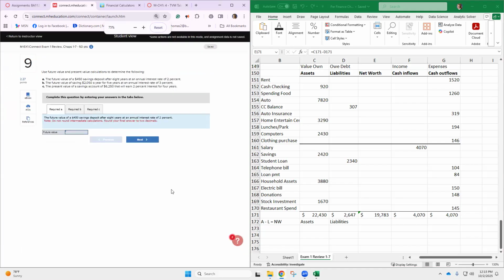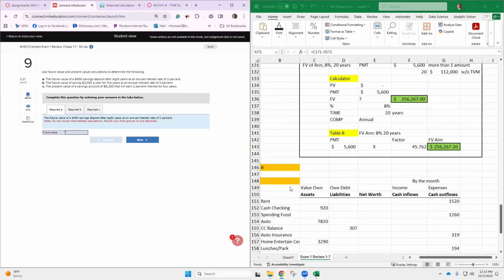Okay, here are 3. A future value of a savings deposit. That's future value of one amount. Future value of saving $2,050 a year for 5 years in a row. They should say each year on that one. And then a present value. So 2 future values to solve and 1 present value. Okay, so I'm going to go get my, and this was number 8.